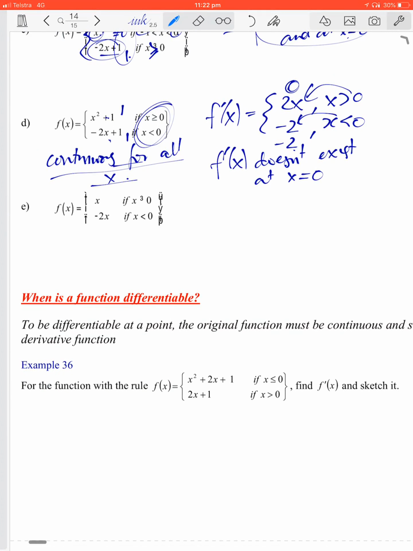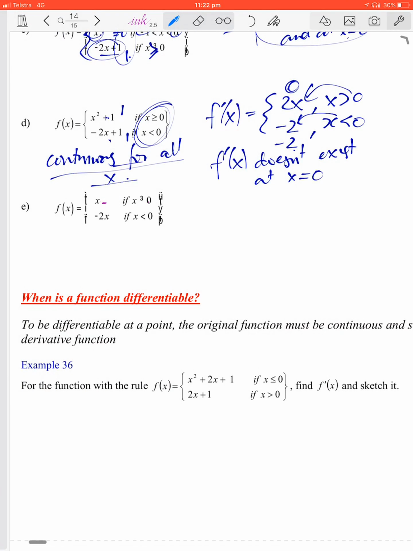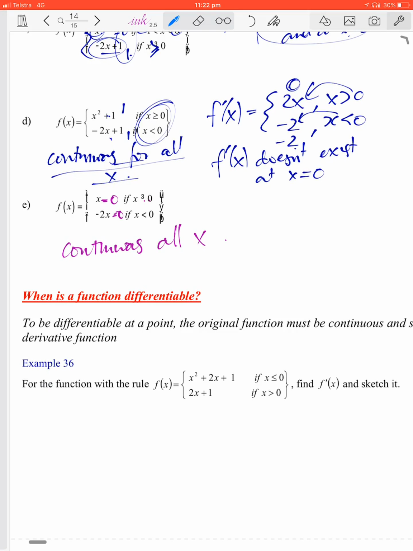Okay, so this equation here, original function, when I put 0 into this, I get 0, and when I put 0 into this, so it's continuous. The function is continuous for all x. Now let's have a look at the derivative. So f dash of x, if I derive that, I get 1. And if I derive the second bit, I get negative 2. So they won't join up because they're two different values.